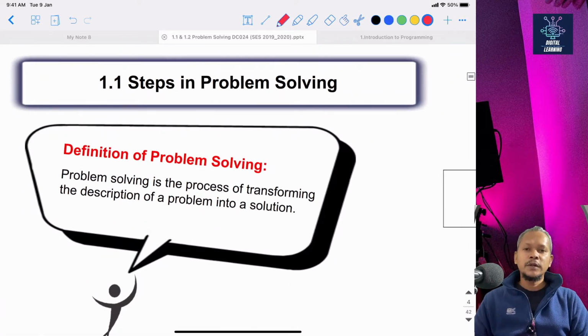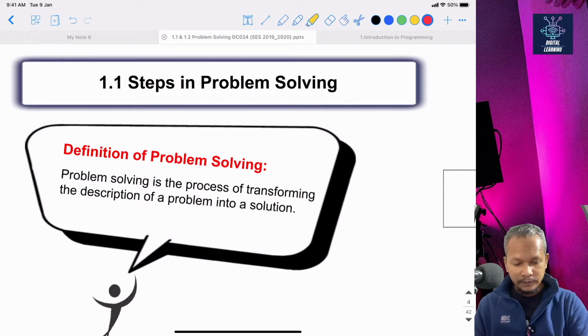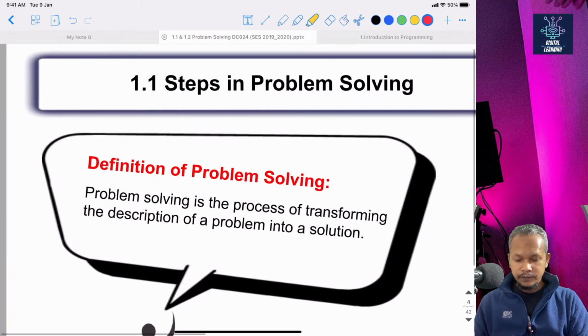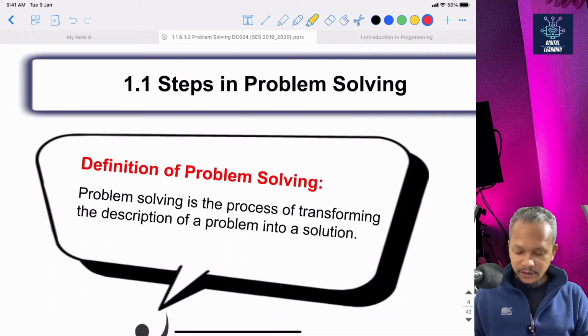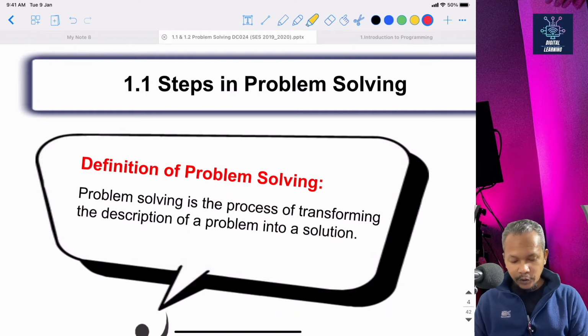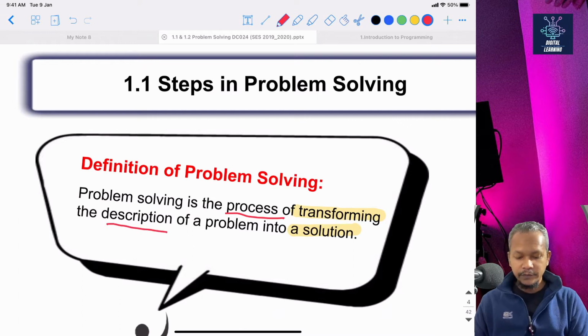Okay, about the definition of problem solving. Problem solving is the process of transforming the description of a problem into a solution. The keyword here is transforming into a solution. That means the process involved, and then the description of the problem.